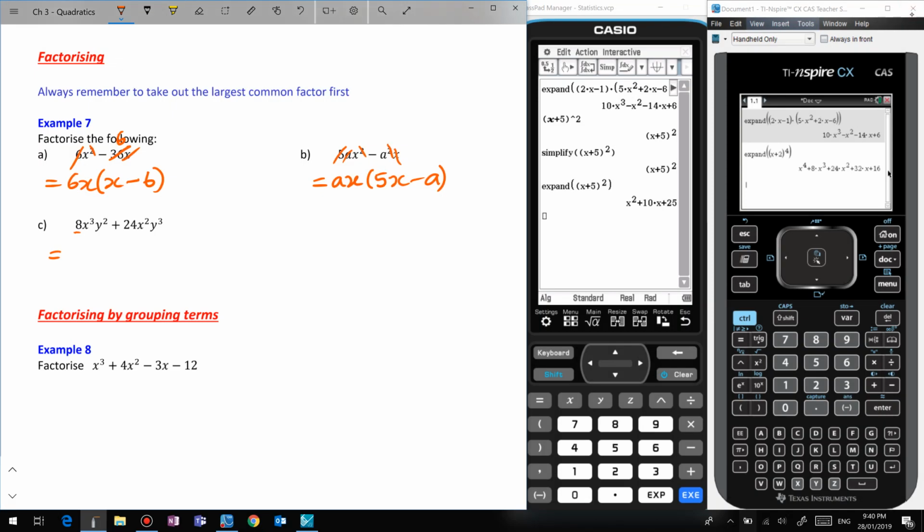The highest number that goes into 8 and 24 is 8. X squared, y squared. I've taken out 2 of them. I've got 1 left. I've taken out all of them, so I'm left with an x. Plus, I took 8 out of that, so it's a 3. I took out the whole x squared and I took out 2 of the y's, so I'm left with 3y.